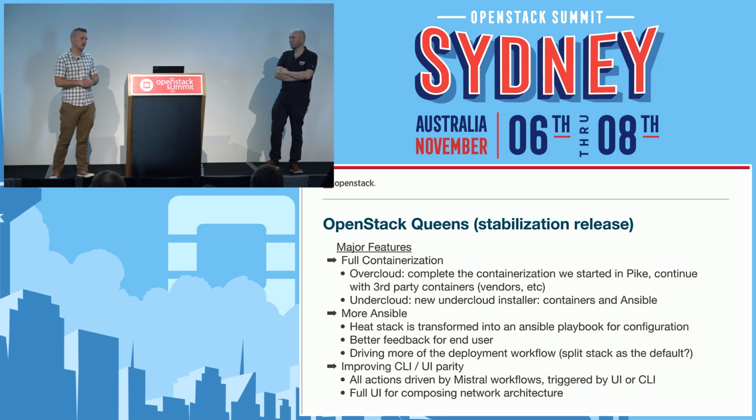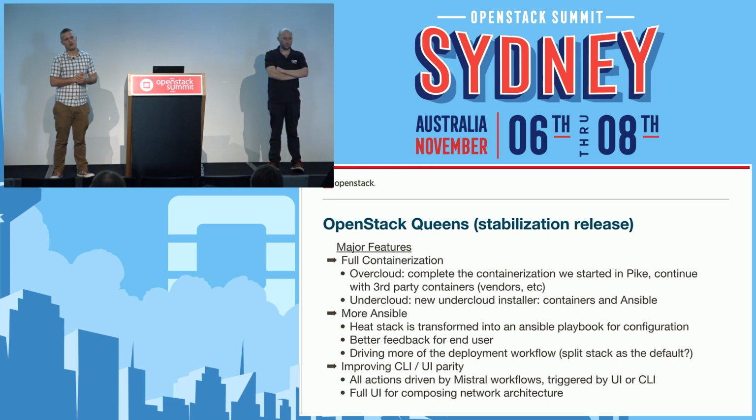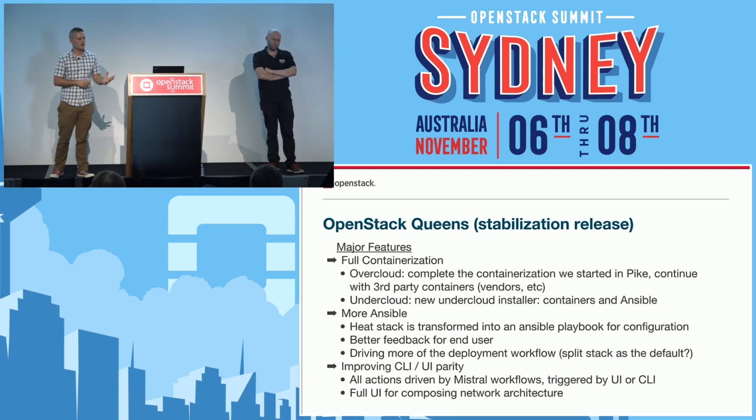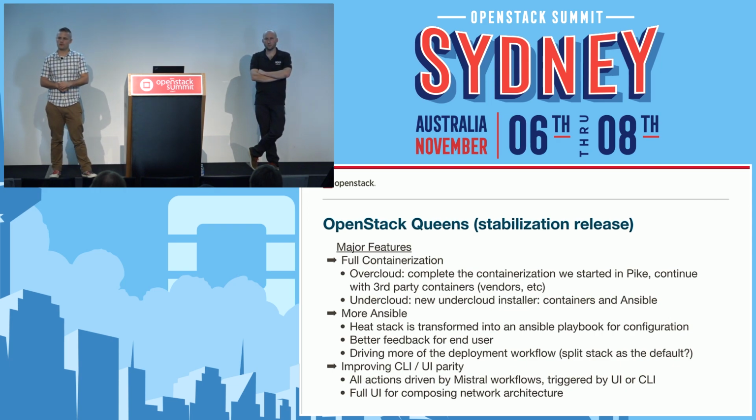The UI team is working on controlling all the actions in the Mistral workflow from both the CLI and the UI. And the last thing was the composable network architecture that you could control from the UI. So that's also something that we target for Queens.